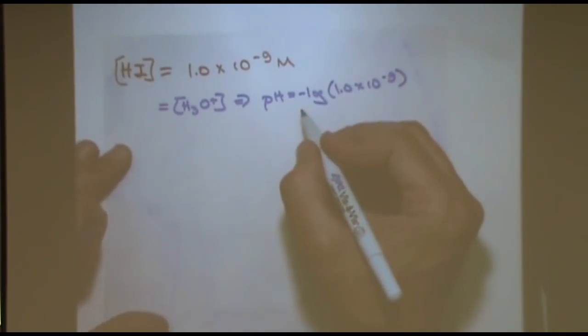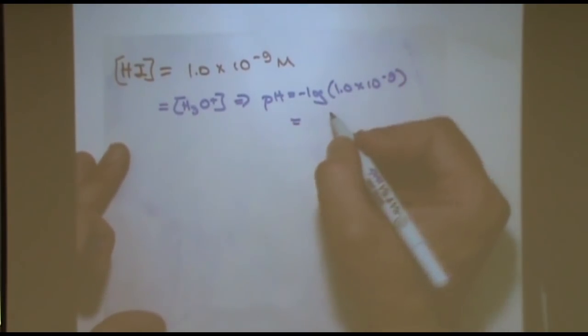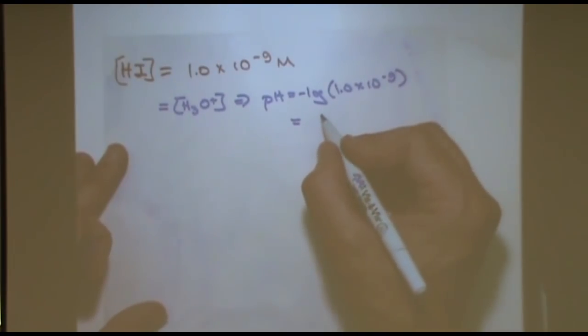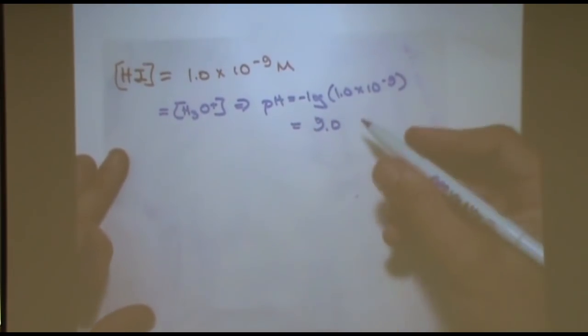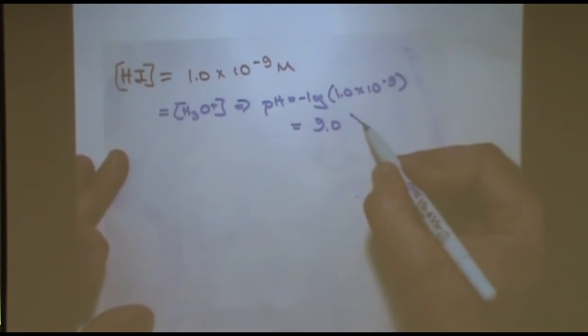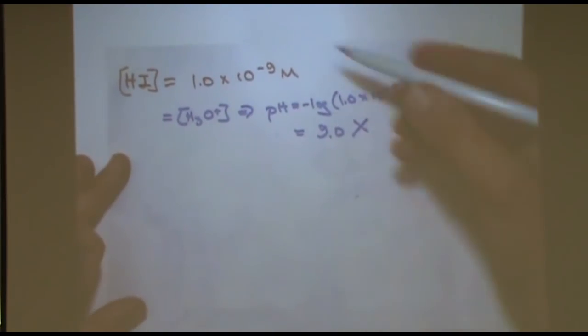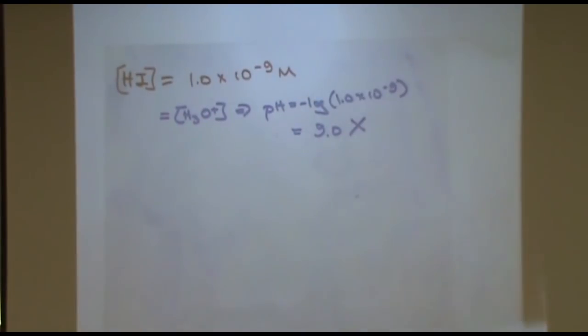If you take the negative log of this number, what do you get? 9. Okay, good. We're on a roll now. What's the problem with this answer? I don't like it. Yeah, that means it's basic, but this is an acid. What core thing did we miss? It's dilute, and so what does that make happen? When it's dilute, water is a major contributor of the H3O+. And so water will contribute to the acidity. Okay, so that's the deal.